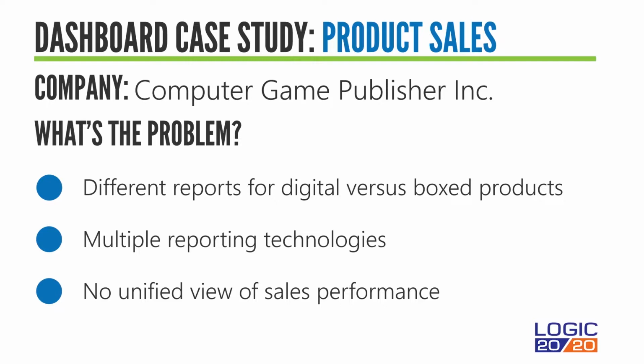And this caused three major problems. So, different reports for digital versus the box products, multiple reporting technologies. So there was OBIE and then there was Excel. And then there wasn't a unified view of sales performance. So you couldn't see across the board how sales were doing. You could only see by these two departments.